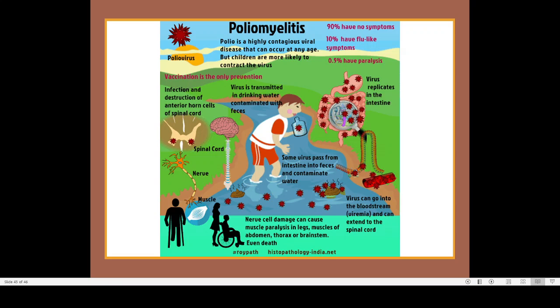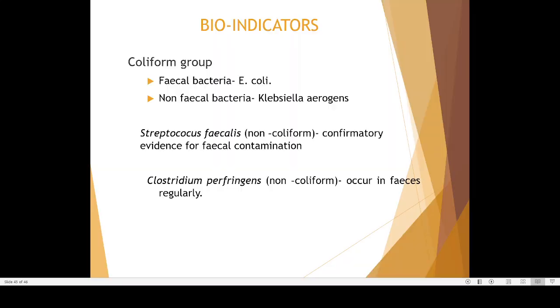Now polio has been completely eradicated from India, but earlier it used to be a major problem. There is no proper treatment; the only solution is vaccination. Taking the vaccine means your body will have antibodies against it, so when the virus enters your body, the antibodies will protect you.